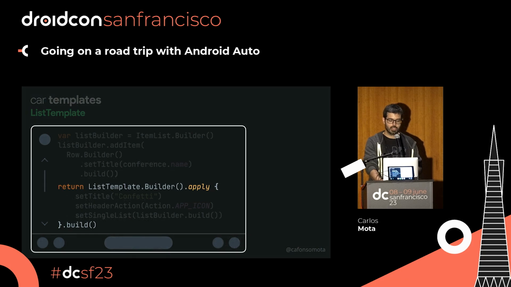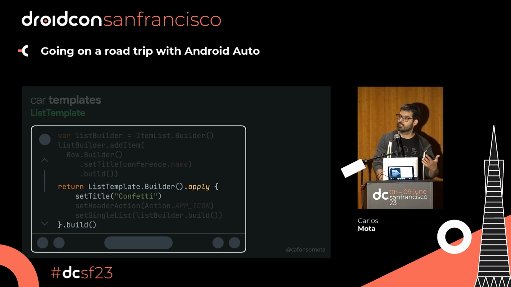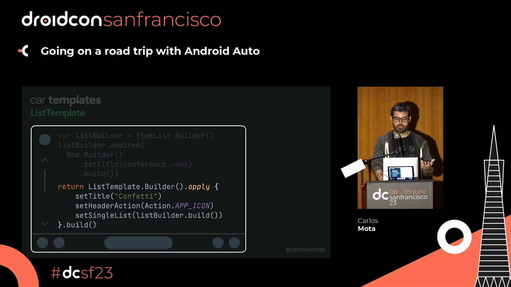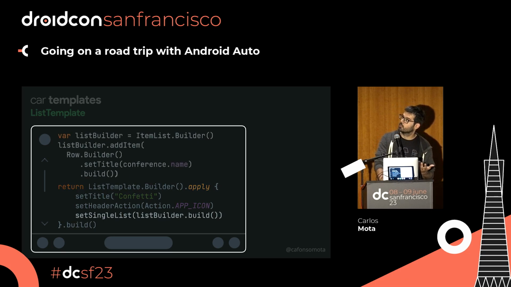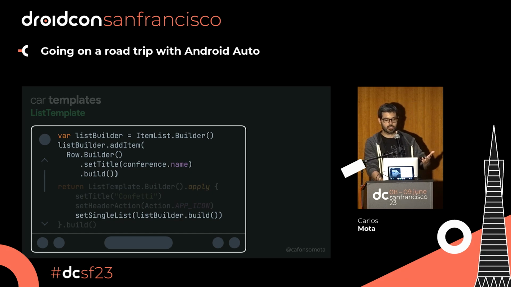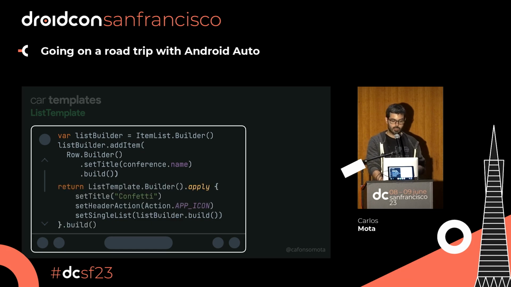So to do this, you go to on create screen. What you're going to do is just call the builder for list template. You define the app name, so the title that you want to show on top. You define that you want to show the icon, and you're going to send a list to it. And how this list is built, you just need to call item list builder and add the items that you want to add to the list. In this case, the conference name. So this is as easy as it gets.